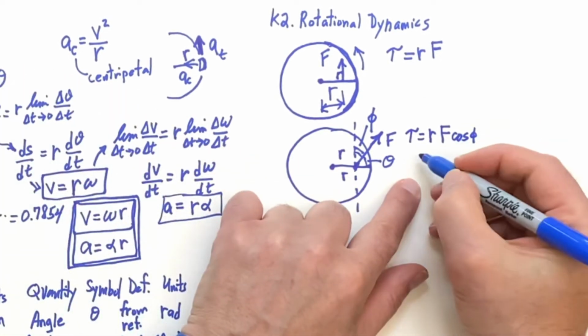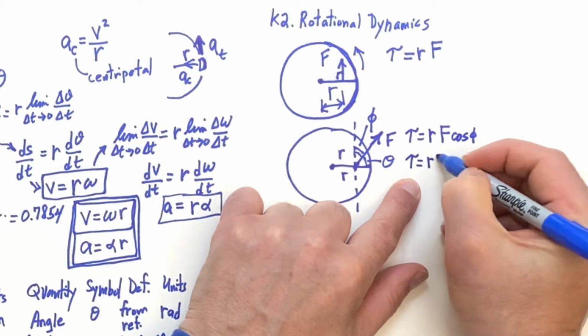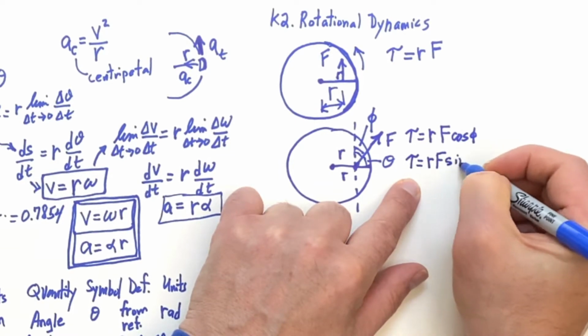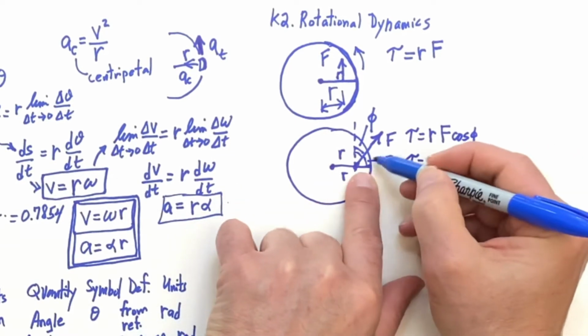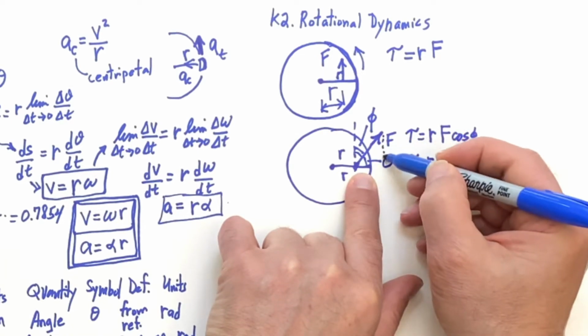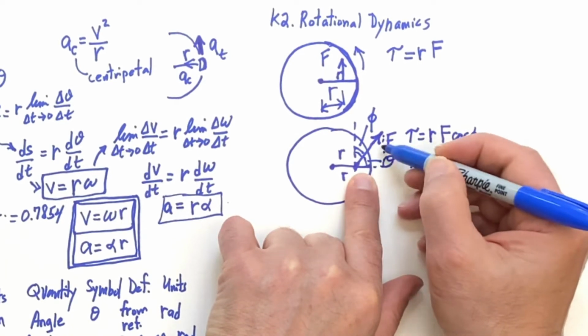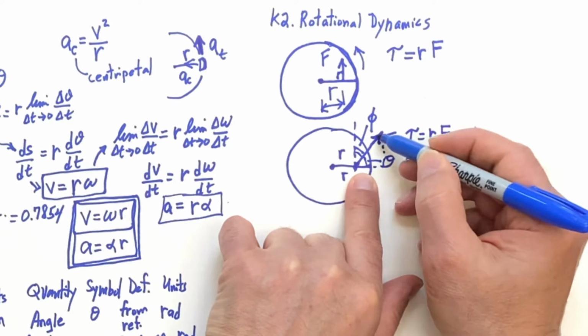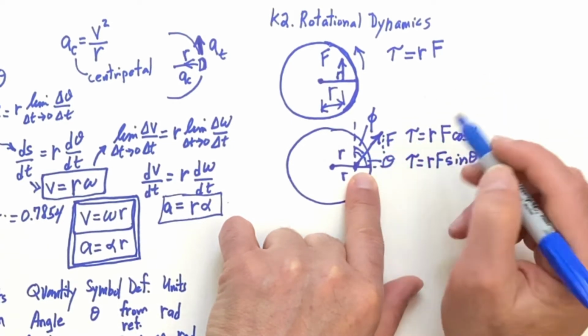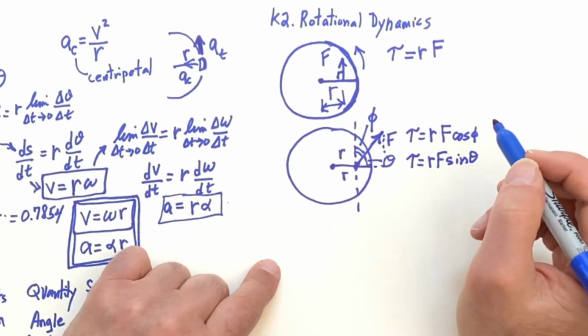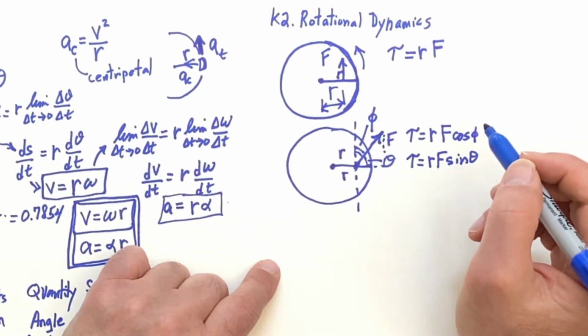Now we can also write this as the sine of theta. So the sine of theta here times F is this upward component. It's the same. These angles are complementary. Their sum equals 90 degrees.